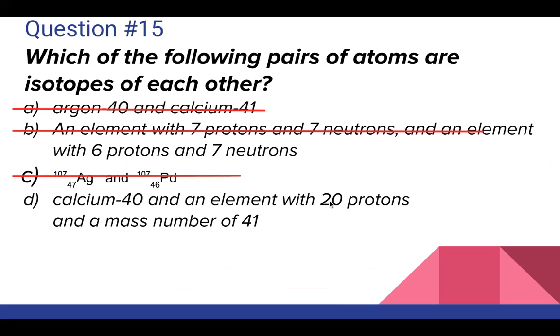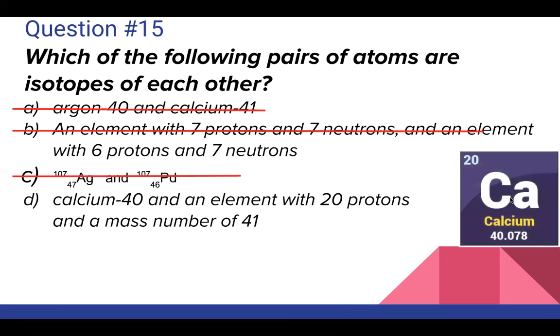Calcium-40, an element which has 20 protons and a mass number of 41. So if you look at your periodic table and you see what element has 20 protons, or an atomic number of 20, you'll see that it's calcium. So whether it's calcium-40 or calcium-41, in both cases, they're still calcium. The only thing that's different is the number of neutrons, which is why these are isotopes of each other.